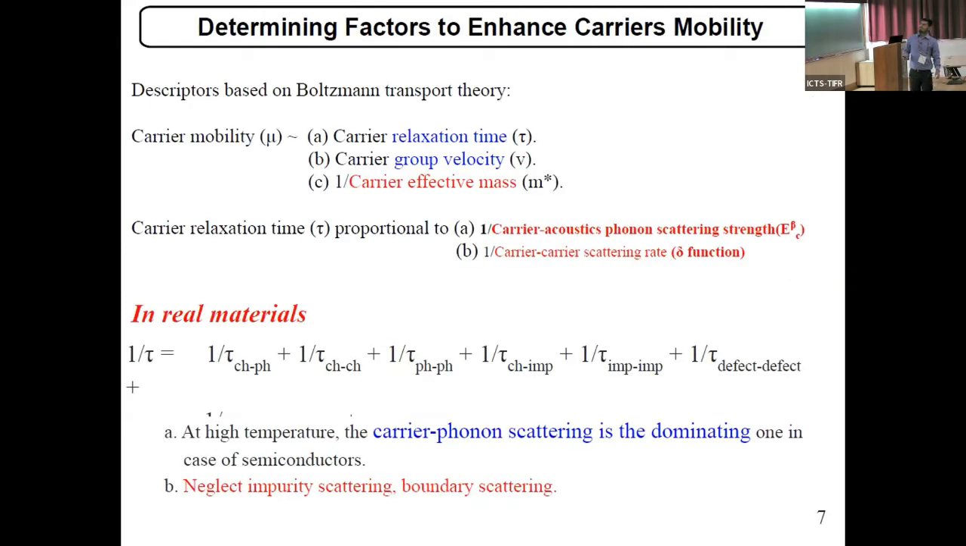So we can summarize here how it is dependent. Carrier mobility is proportional to the carrier relaxation time and carrier group velocity, but inversely proportional to the carrier effective mass. And carrier relaxation time is inversely proportional to the carrier acoustic phonon scattering strength. But in real material, it has been observed that there are many types of scattering, like carrier phonon scattering, charge impurity scattering. So at high temperature, we have considered the carrier phonon scattering is the dominating one, and because of that, we neglect the impurity scattering and boundary scattering in our calculations.